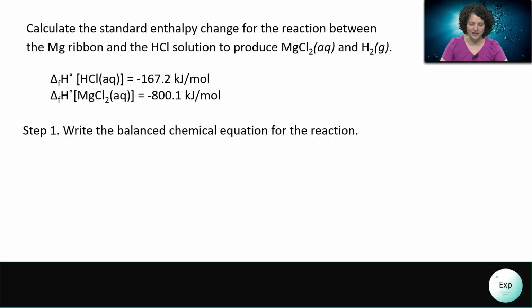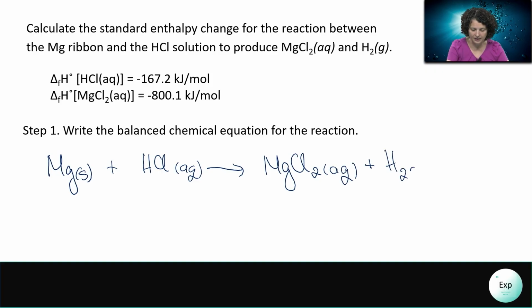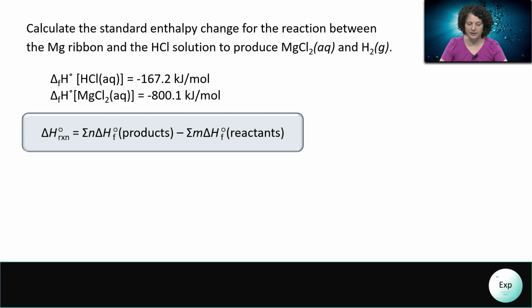The first task is to write a balanced chemical equation. We start with magnesium, which is in the solid state. It reacts with hydrochloric acid, which is aqueous, to produce magnesium chloride that is dissolved in water, so it is aqueous, plus hydrogen gas that we collected separately in a graduated cylinder. We need to balance the chemical equation, so we place a 2 in front of the hydrochloric acid, and we consider it balanced. In the next step, we're going to use the rules for determining the standard enthalpy change of the reaction, which is the sum of all the enthalpies of formation of the products minus the sum of all the enthalpies of formation of the reactants.